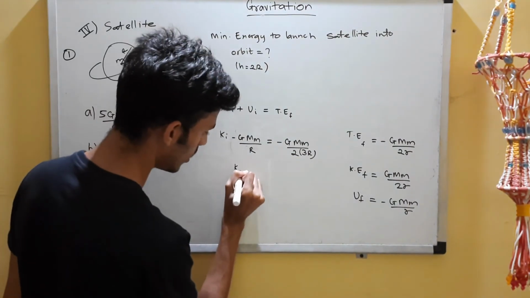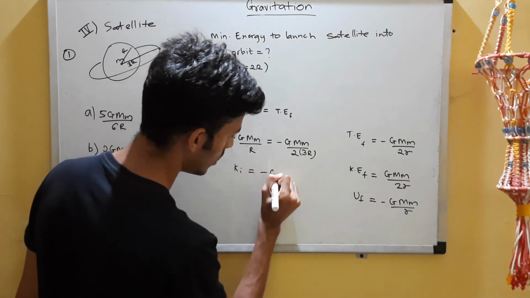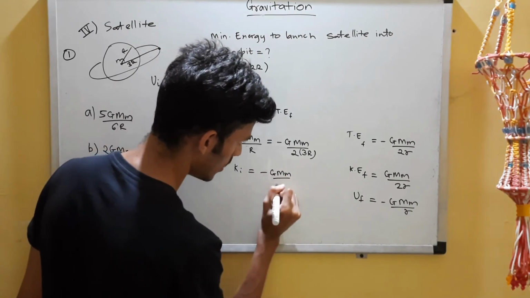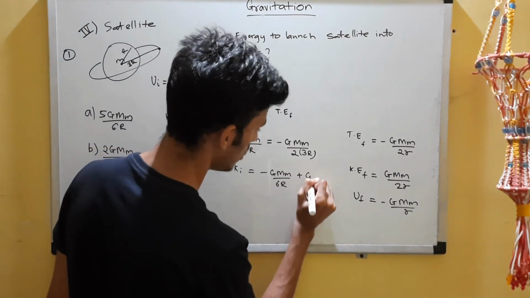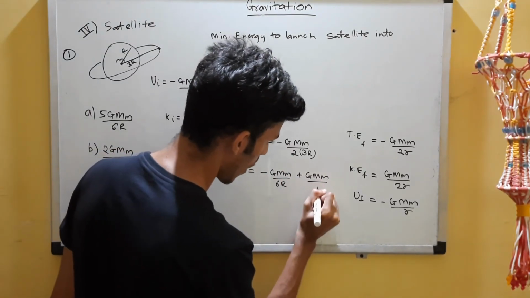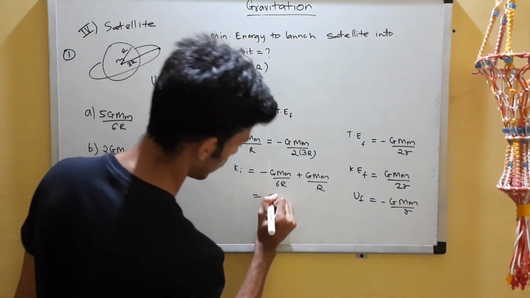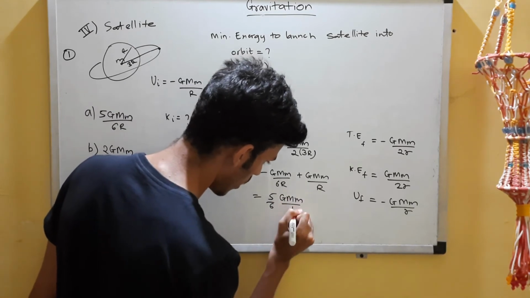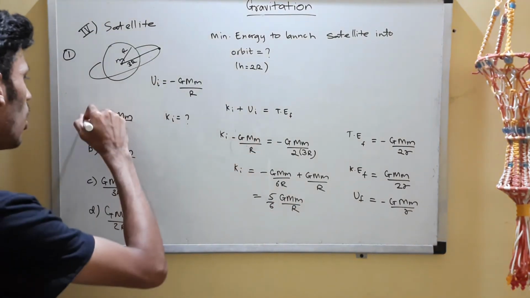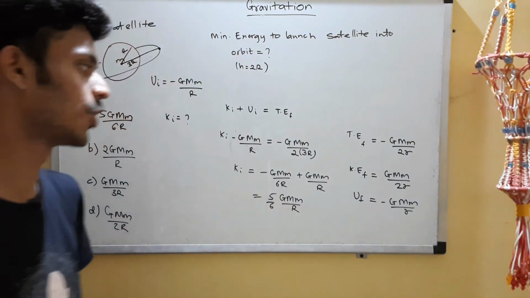So the kinetic energy, you can write it as -GMm by 6R, and this will go on the other side as plus GMm by R. So 1 minus 1/6 is 5/6, so 5/6 GMm by R. Option A, 5 by 6 GMm by R, is the correct choice over here.